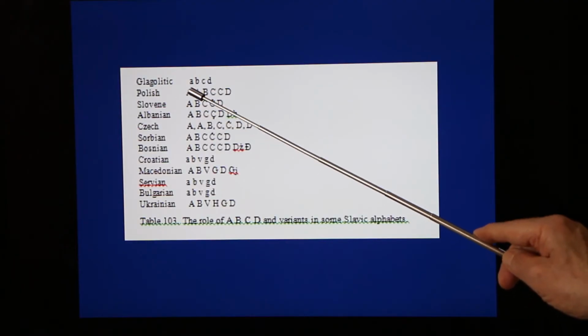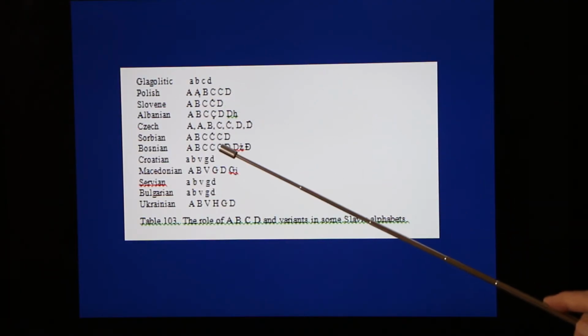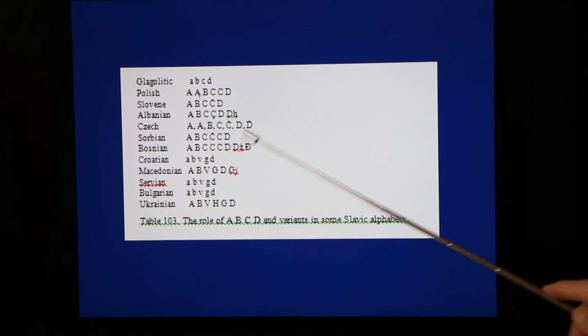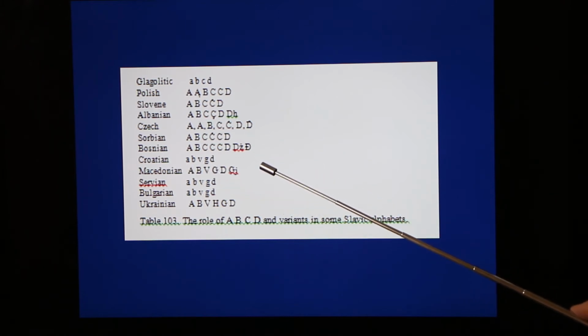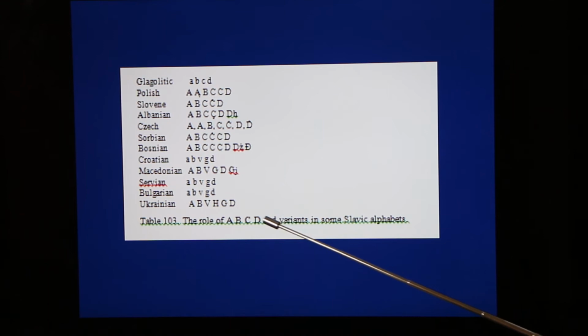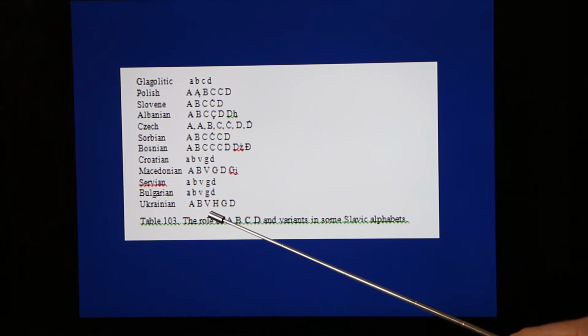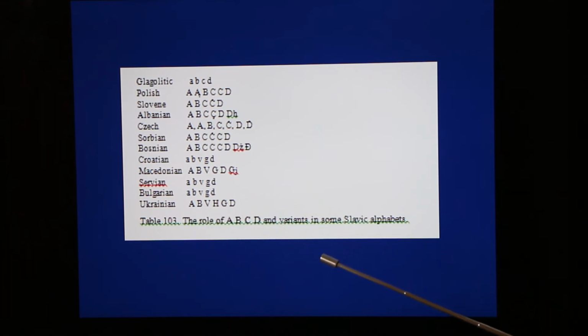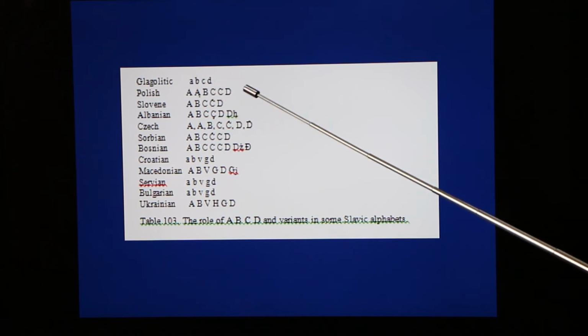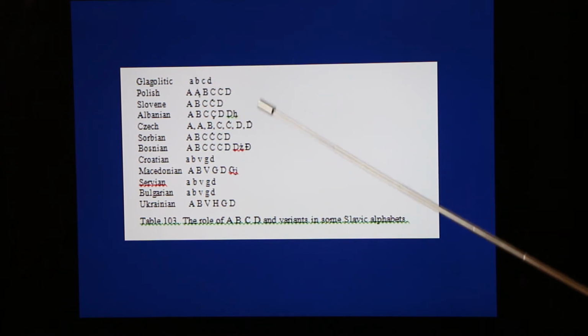So there's one superficial difference and one profound difference. The superficial difference is sometimes it's ABCD, sometimes it's ABVGD, and sometimes it's ABVHGD. The second difference is already apparent here. In some cases, I just have one version of each of those letters.